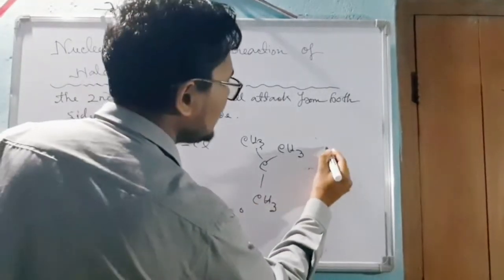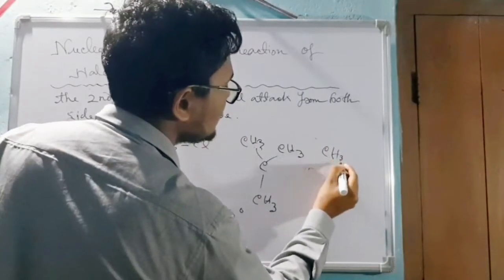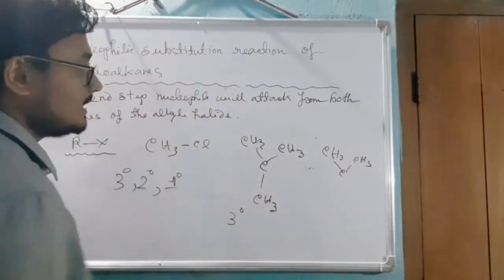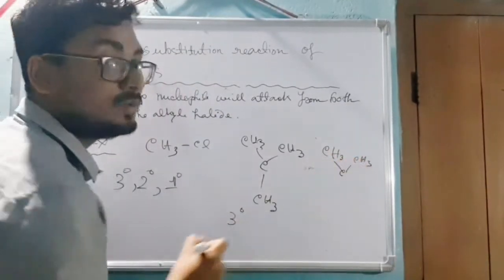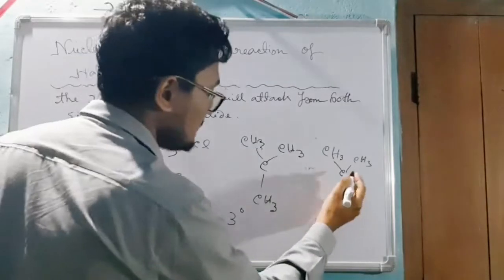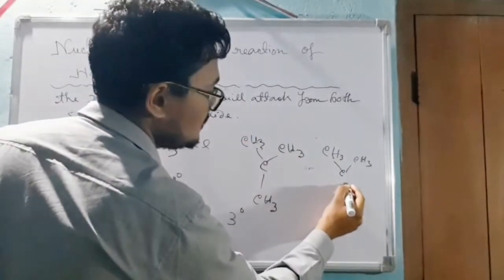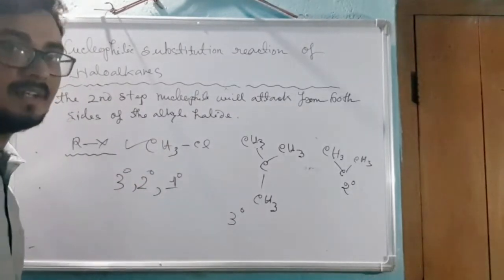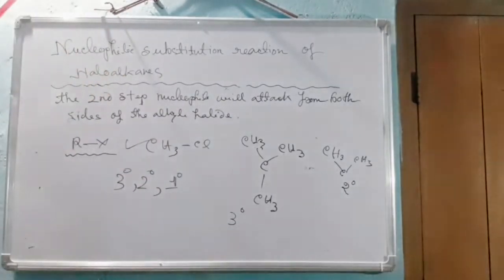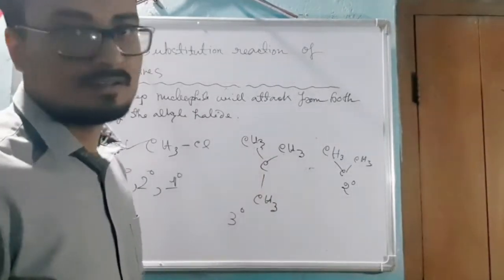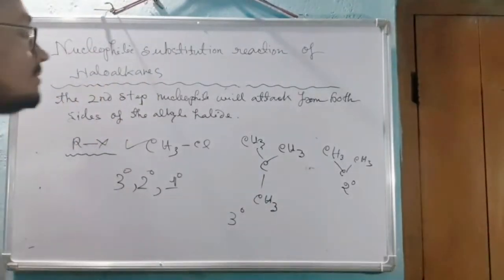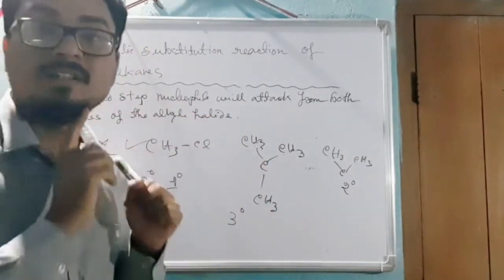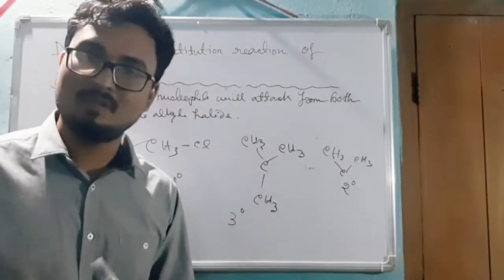Now see CH3, CH3. What is this? This carbon is attached to 2 carbons, so it is 2 degree, and this is the 1 degree. So tertiary, secondary, and primary, clear. Now we come to the main important part, mechanism of nucleophilic substitution unimolecular.